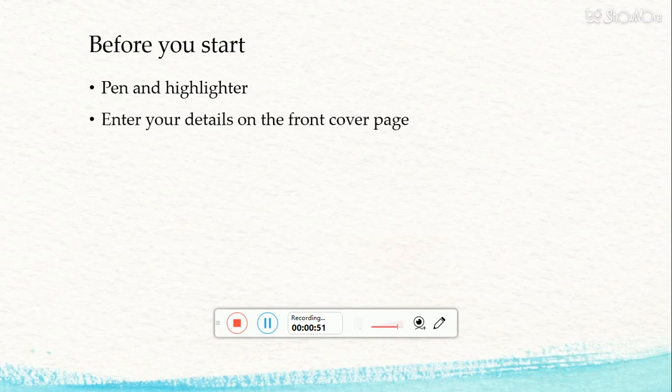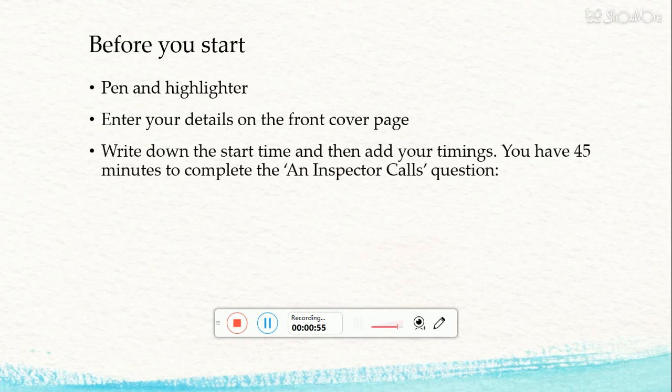You will need to enter your details, so make sure your name is clearly on the front cover of the exam paper. And you need to write down your start time. You need to make sure you do this in the actual exam, which will either be on the board or look at the clock. But check you write down the start time and add your timings.